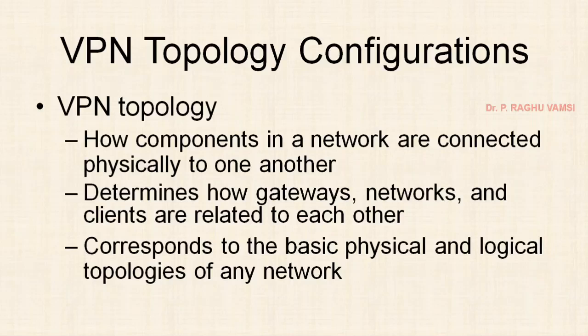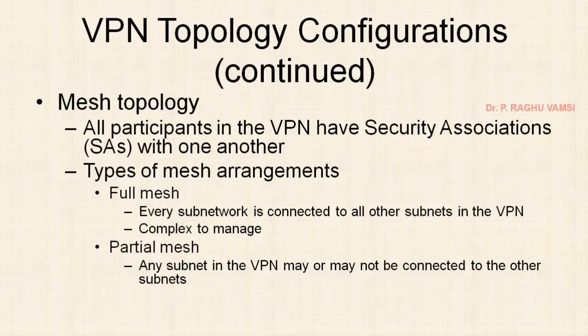This corresponds to the basic physical and logical topologies of any network, which will be followed here. And one more thing in this topology, along with the VPN routers, that we need to look after is the firewalls. Without firewalls, this VPN also will not work. We cannot separate VPN and firewall. We have to place them together. So here the best thing is mesh topology, which is so reliable.